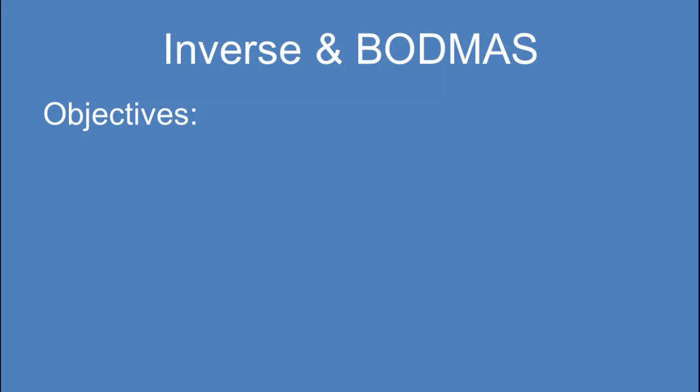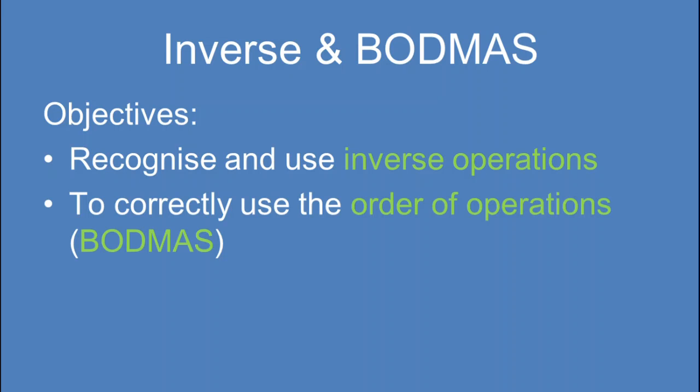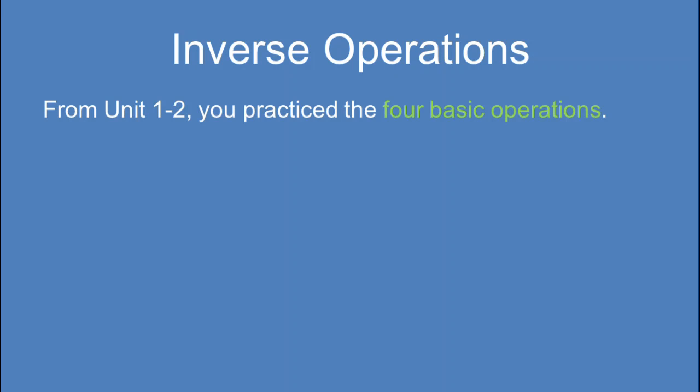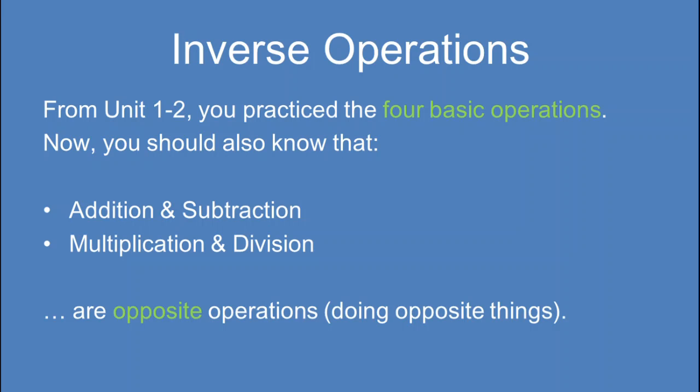By the end of this video you should be able to recognize and use inverse operations, and to correctly use the order of operations. Now, let's start with inverse operations. From Unit 1 Part 2, you practiced the 4 basic operations. Now, you should know that addition and subtraction, along with multiplication and division, are opposite operations, doing opposite things.